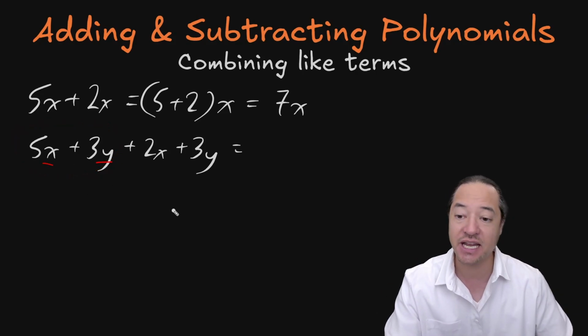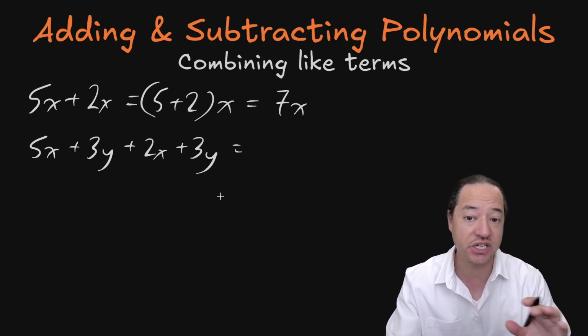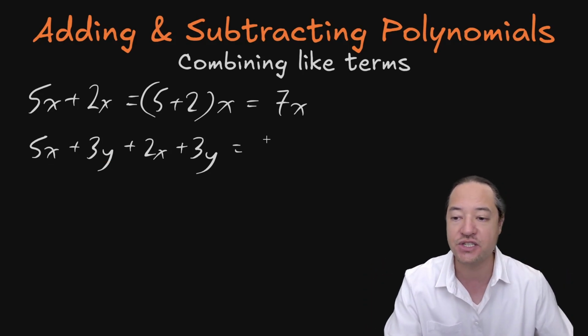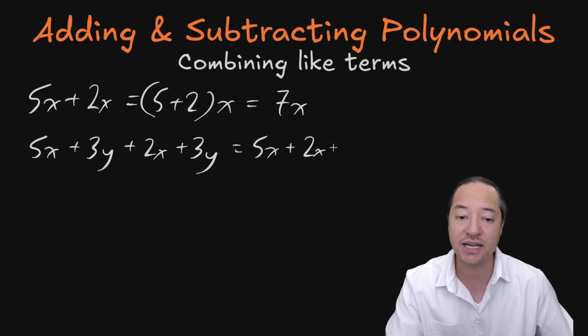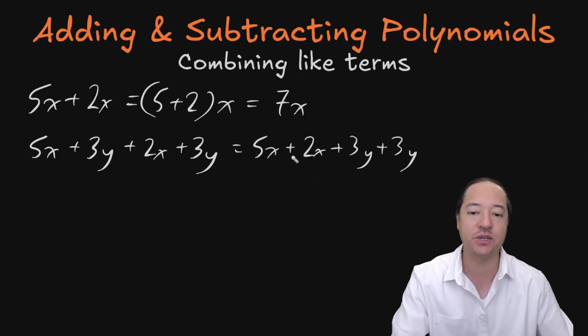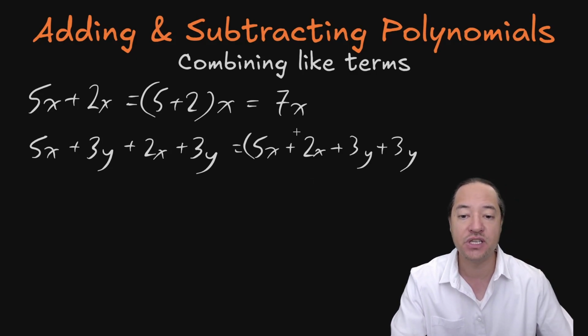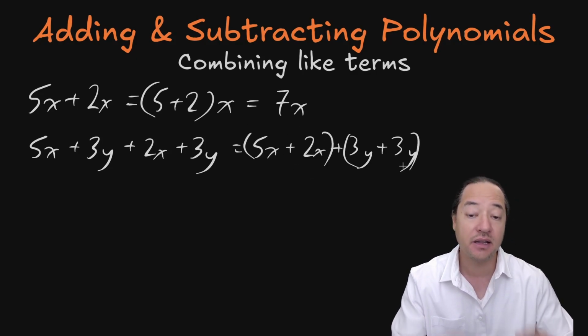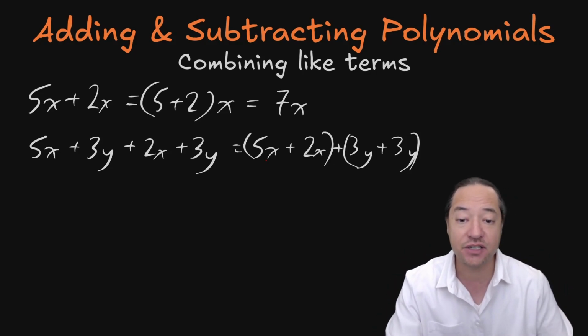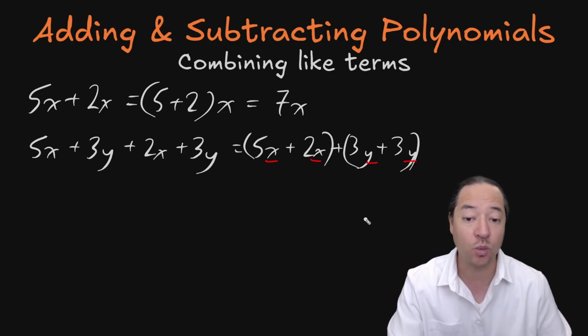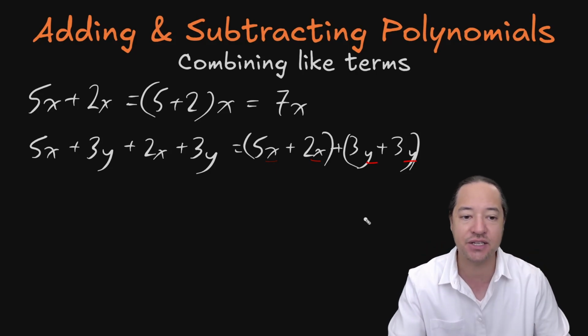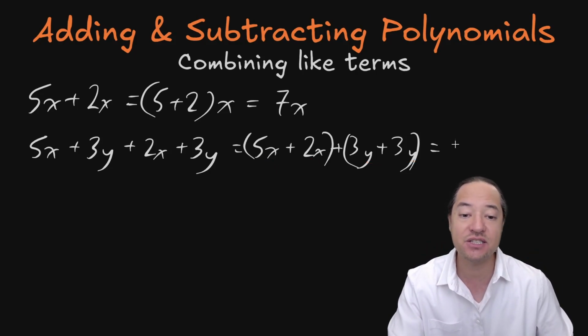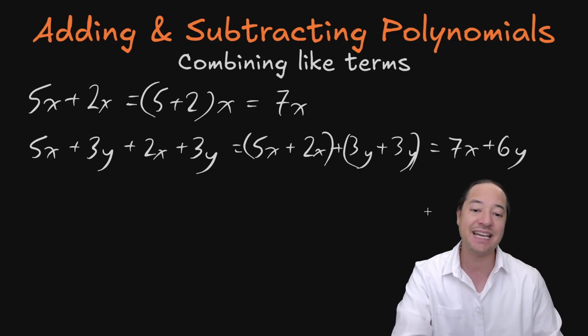But what I can do is use the commutative property of addition to rearrange the order of these terms. And I can rearrange it to get 5x plus 2x plus 3y plus 3y. And now you see we have these two groups right here where we can factor out a common factor. We can factor out an x and we can factor out a y here, and that will allow us to combine the like terms inside the parentheses. This will give us then 7x plus 6y. Okay, that's the idea here.